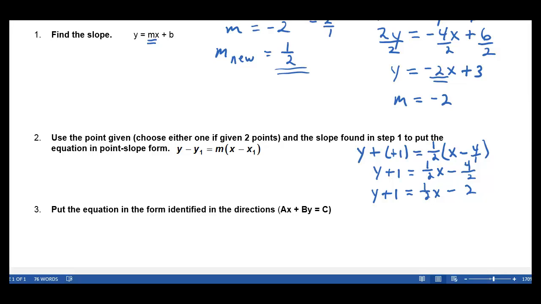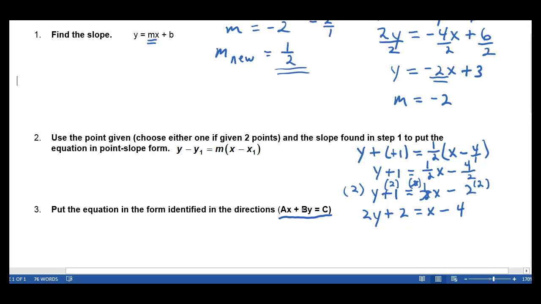Since my goal is to put the equation in standard form, which is ax plus by equals c, I'm going to eliminate the fraction by multiplying each term by the LCM. So this gives me 2 times y, which is 2y, plus 2 times 1, which is 2, equals, here the 2's reduce, leaving me with a 1x, minus 2 times 2, which is 4.